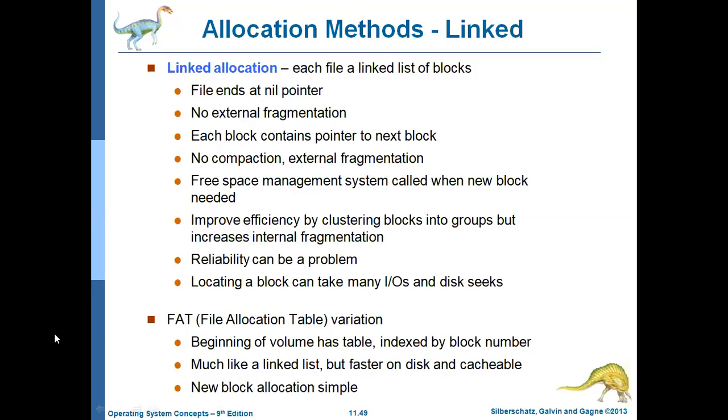Okay, there is one more called file allocation table, whose variation is that the beginning of the volume has a table indexed by the block number. It is much like the linked list but faster on disk and cacheable. New block allocation is quite simple here.